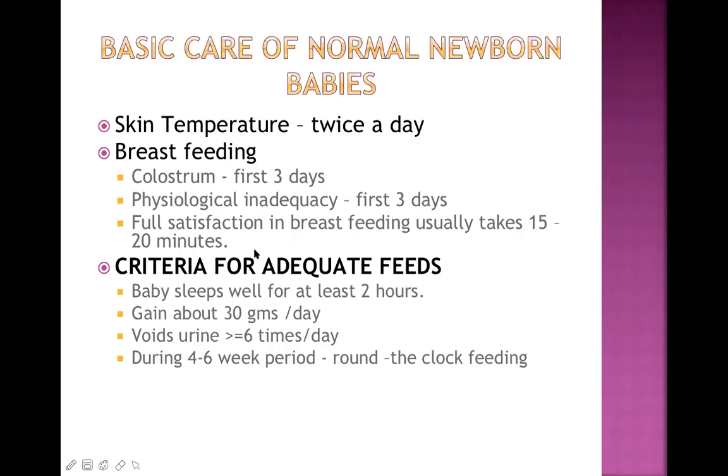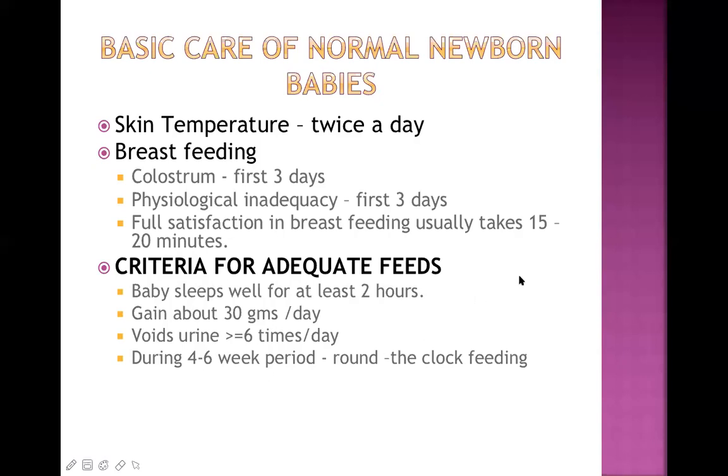The primipara mother, the mother who has given birth for the first time, probably doesn't know these things. So we need to tell her. We need to tell the family members. There should be good patience when they breastfeed the baby. One breast should be fed for at least 15 to 20 minutes. Then the other breast should be switched. Then only the baby will get enough milk.